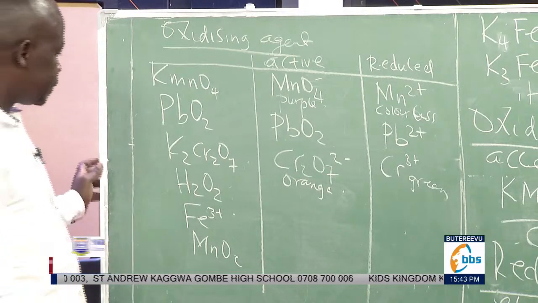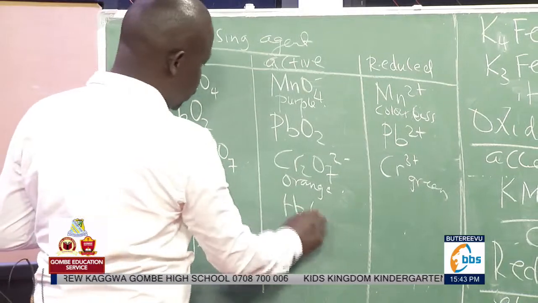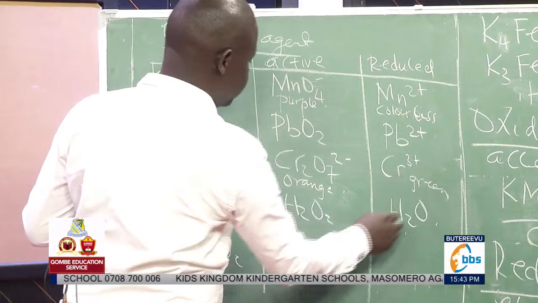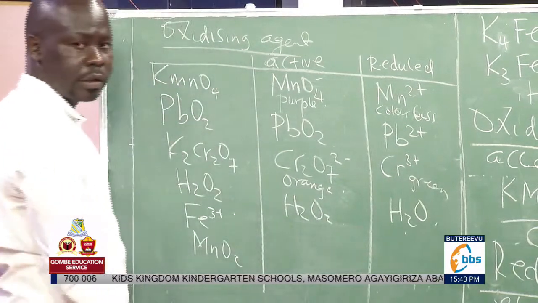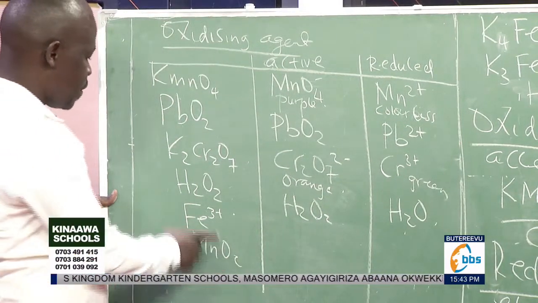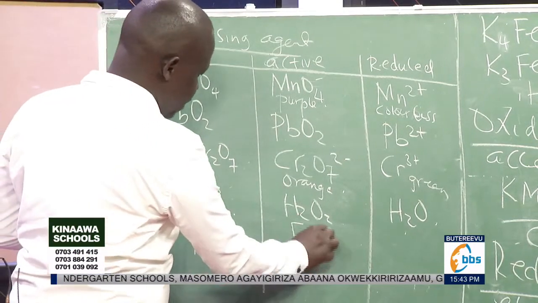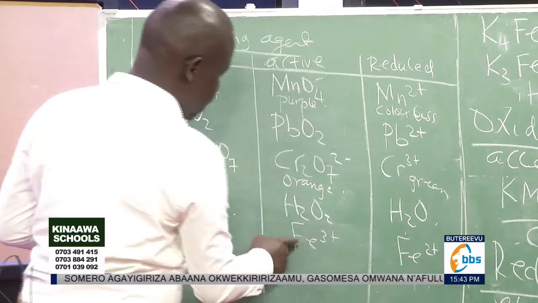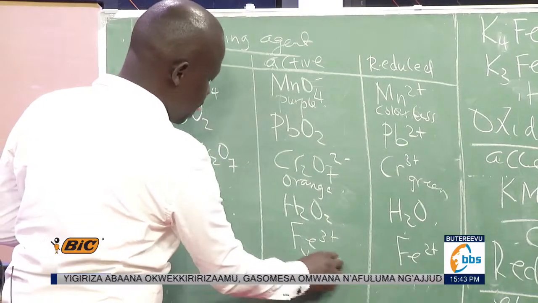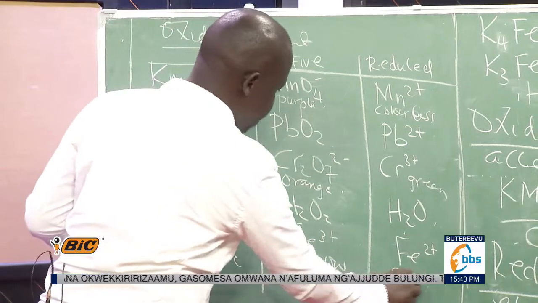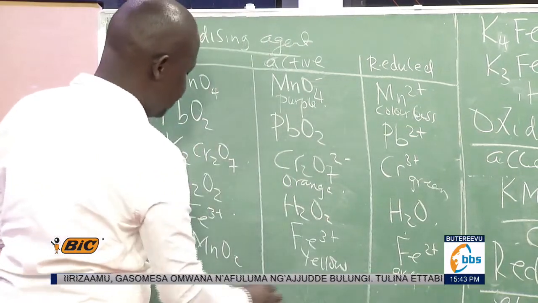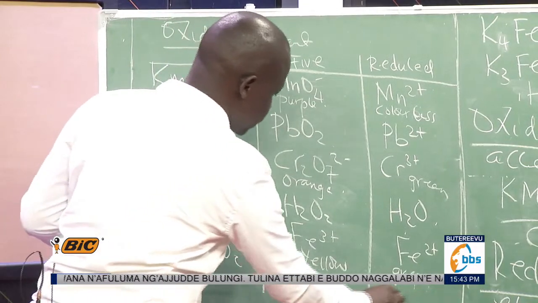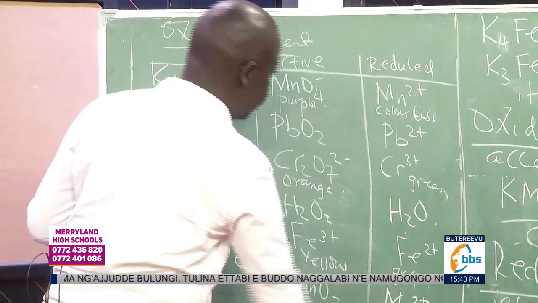Then peroxide, the active species is HO2, and this one is going to be reduced to what? Reduced to water. Then iron 3, the active species is iron 3, and it's going to be reduced to what? Iron 2. The colors, this is yellow, and this is green. Then manganese oxide, MnO2, is the active species, and goes to Mn2 positive.